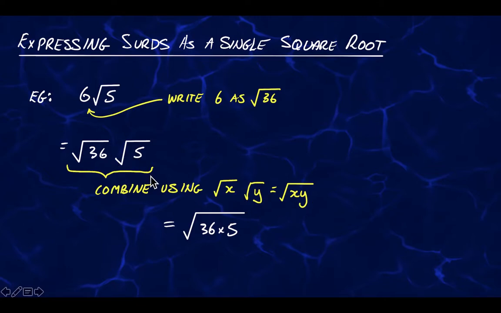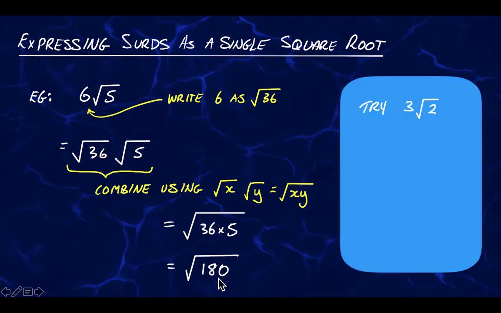So the 36 and the 5 come together under the square root symbol, and 36 times 5 is 180. So I've got the square root of 180. So 6 root 5, written as a single number inside a square root, is root 180. Let's try another one just for a bit of practice.